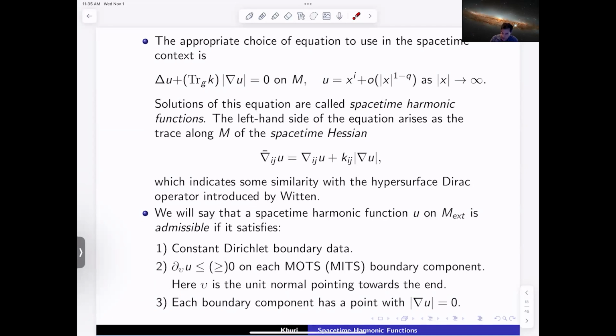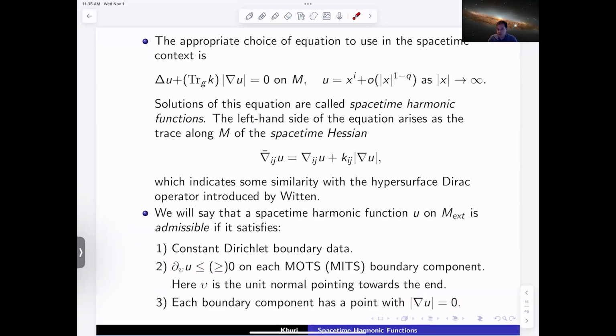Okay, so the only thing left to do is to find what kind of boundary conditions to place on the apparent horizon boundaries. And here we don't use Neumann boundary condition, but rather a constant Dirichlet boundary condition. And this is something that we have to fine tune. We have to pick the correct boundary conditions in order to get a sign for the normal derivatives on these components, and also to find at least one point where the gradient vanishes.